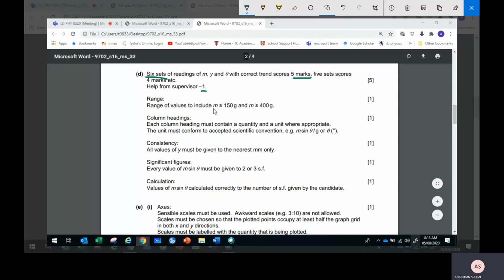How many masses are provided that day? How many 100 grams slotted? Six, or seven.